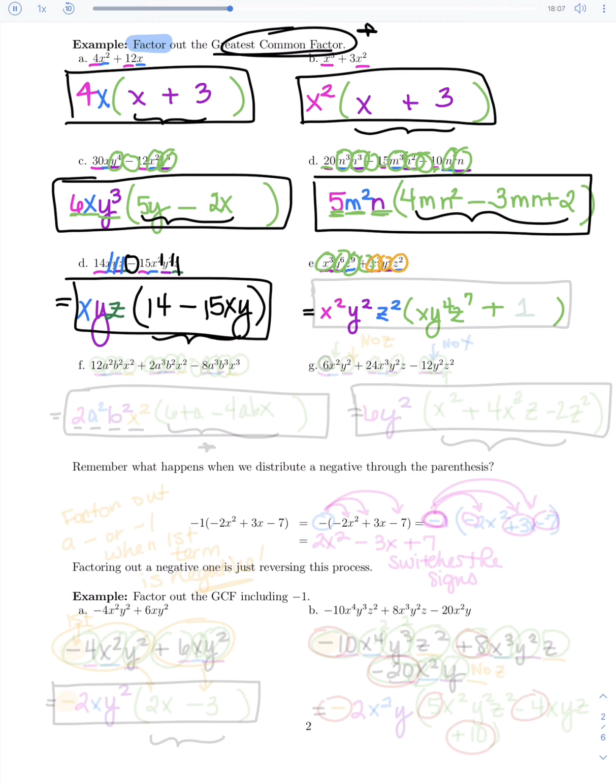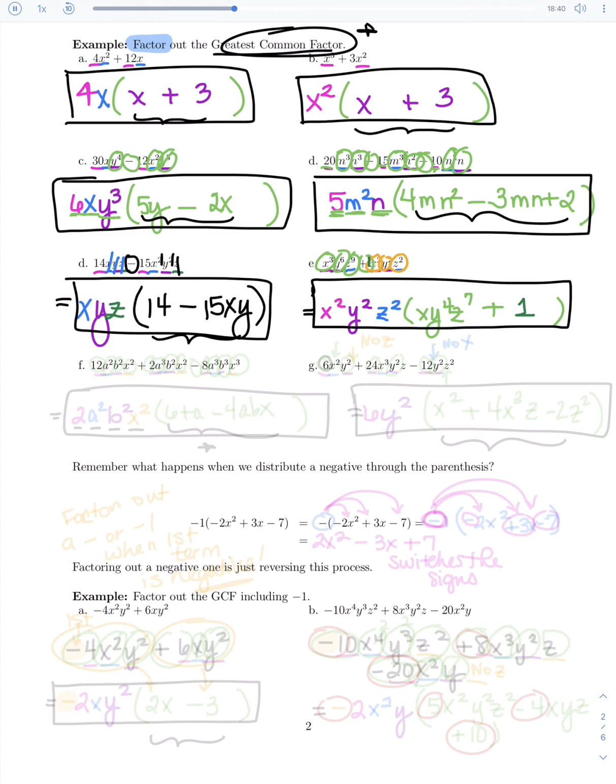But remember, what's always hidden out in front of any term is a hidden 1. So I will still have the 1 that's normally there, that's hidden. So I've got my final answer of x squared y squared z squared times x y to the 4th z to the 7th plus 1. And again, notice my leftovers inside have nothing in common. So I did get indeed the greatest common factor, and I'm done with this one.